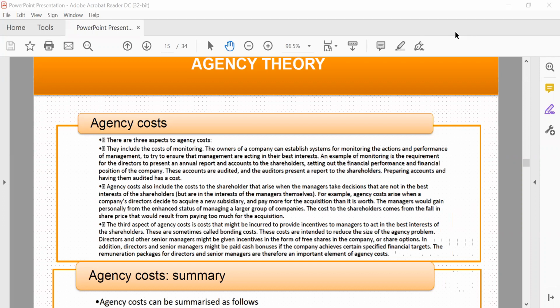In our previous lecture, we talked about agency costs. We talked about the fact that agency costs are basically the costs that shareholders have to incur as a result of contracting managers or directors to act on their behalf in terms of running the company. Now, there are three aspects to agency costs. Number one is the monitoring costs.